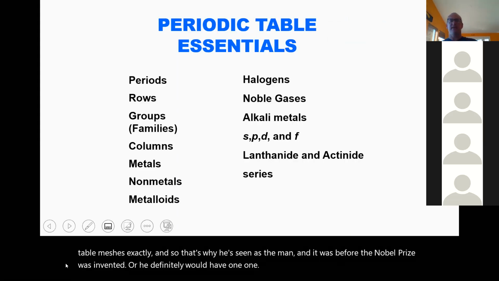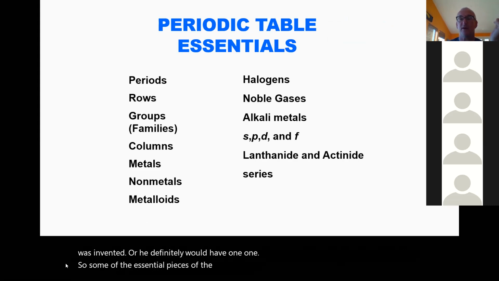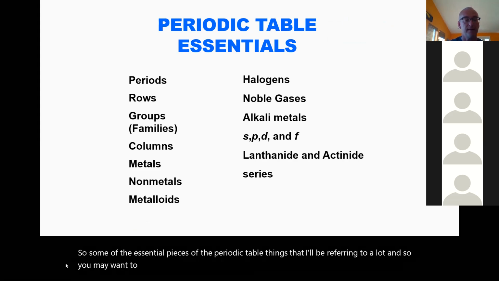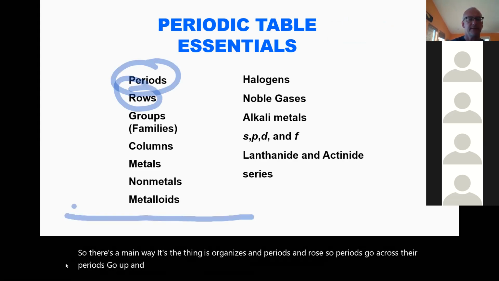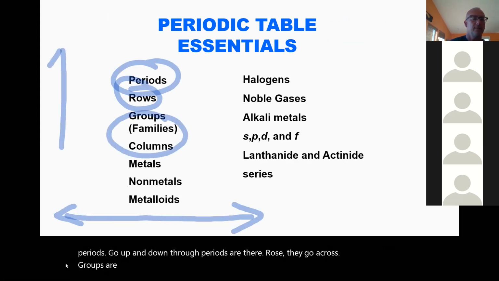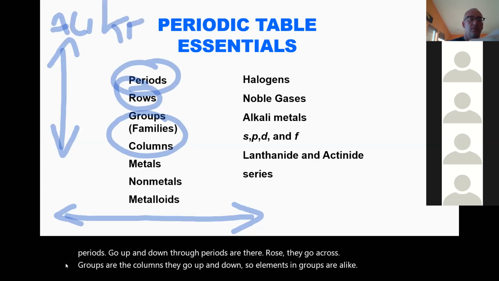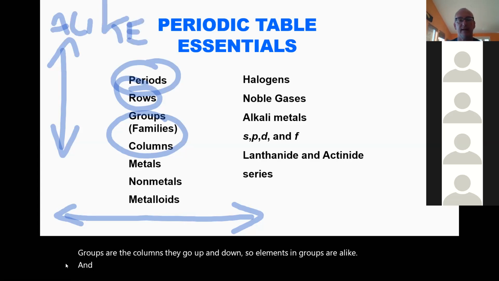So here's some of the essential pieces of the periodic table, things that I'll be referring to a lot. And so you may want to just remember what some of these are. So the main way it's organized is in periods and groups. Periods are the rows, they go across. Groups are the columns, they go up and down. So elements in groups are alike. And elements that are in a period are not particularly alike, but they do have something in common, and we'll get to what that is.